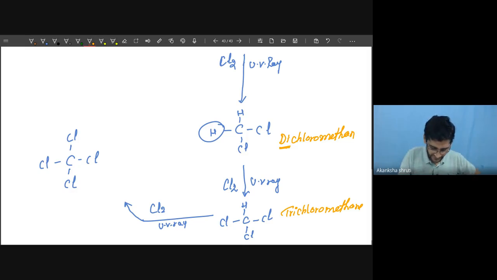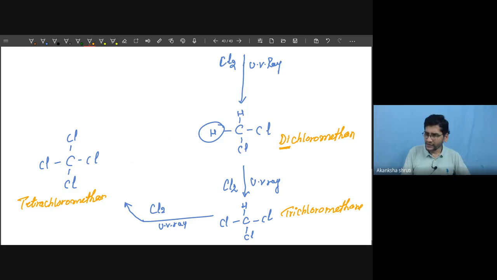But I will give the other name also. Tetrachloromethane. See, no hydrogen is there, so sometimes it is also called methyl tetrachloride.